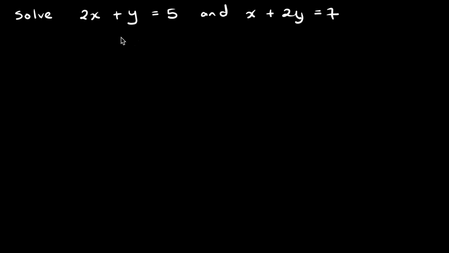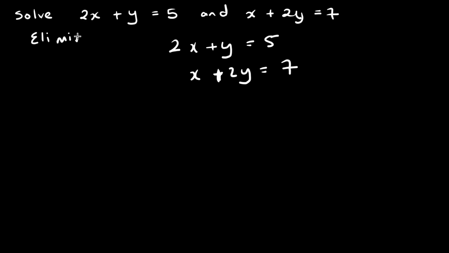So let me write this: 2x plus y is equal to 5, and x plus 2y is equal to 7. And I'm going to go elimination. The handwriting gets worse with time. This is my equation 1, and this is my equation 2.